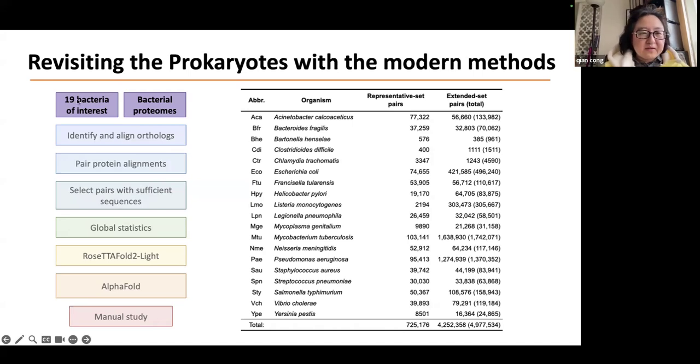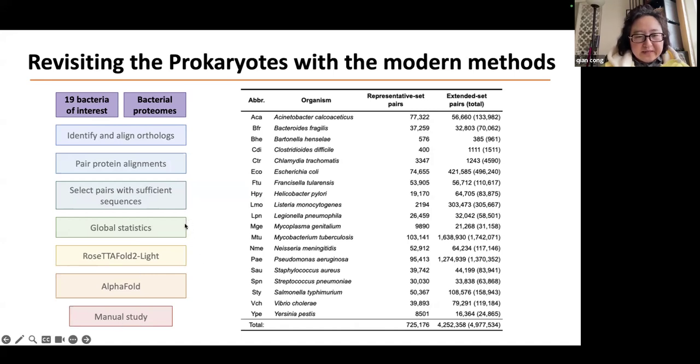Because we have so many organisms to work on, we only want to work on protein pairs that are more promising. So we still use our global statistics method as a pre-filter to select the more promising pairs. Then we use a version of RosettaFold, which is a deep learning method, but it's a lot faster than AlphaFold. And then we use AlphaFold. Then we follow with manual study.